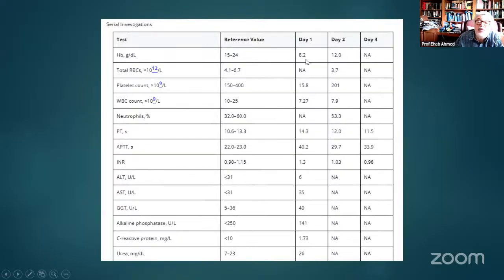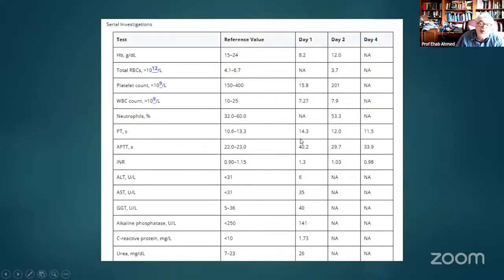Hemoglobin initially was 8 and then went up to 12 after transfusion. The red cell count was not bad initially. They didn't check it actually. Platelet count was normal, so it is not a platelet disorder. White cell count is appropriate, not dealing with sepsis.